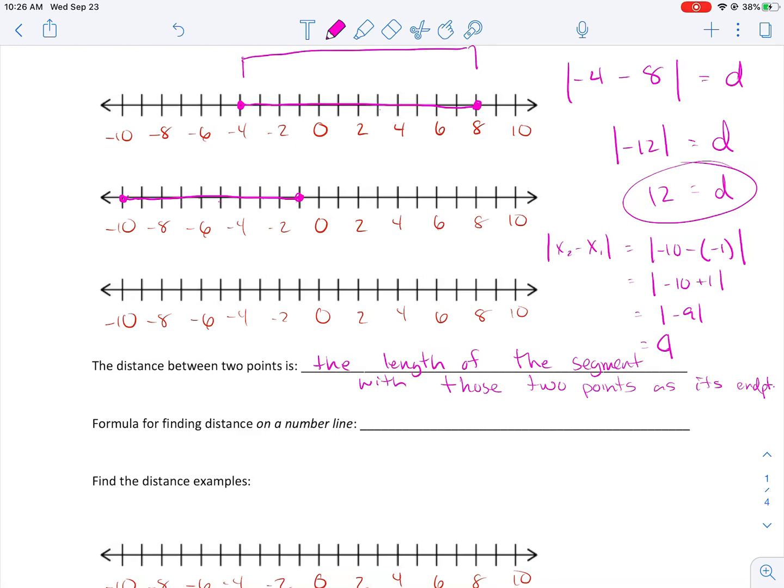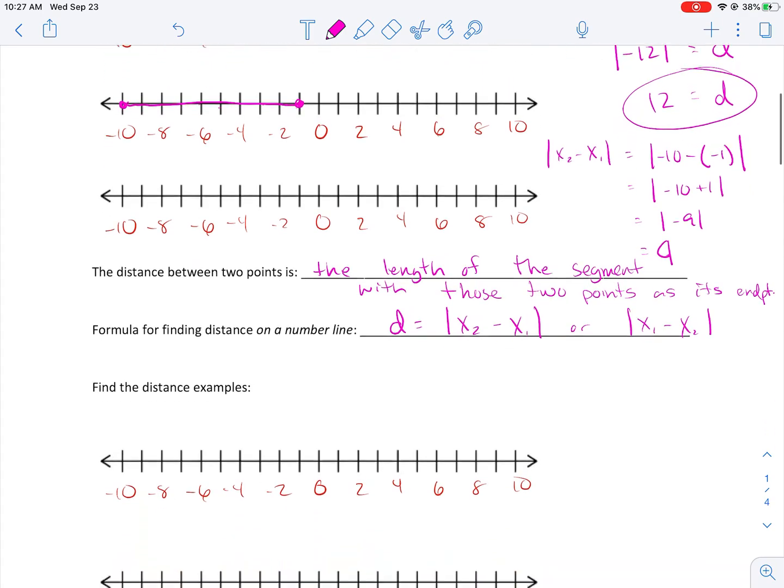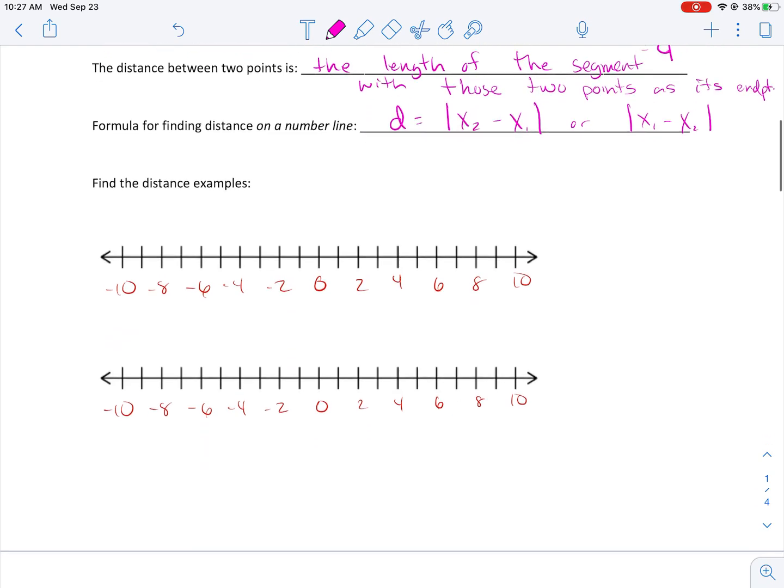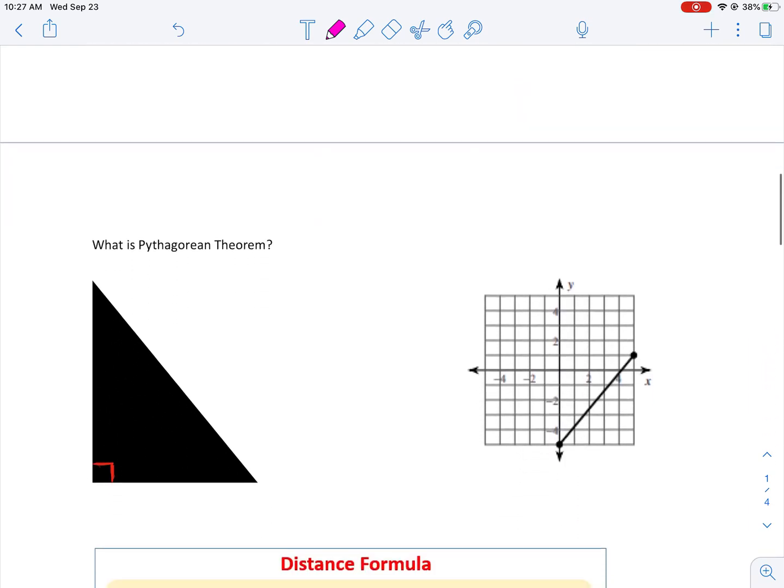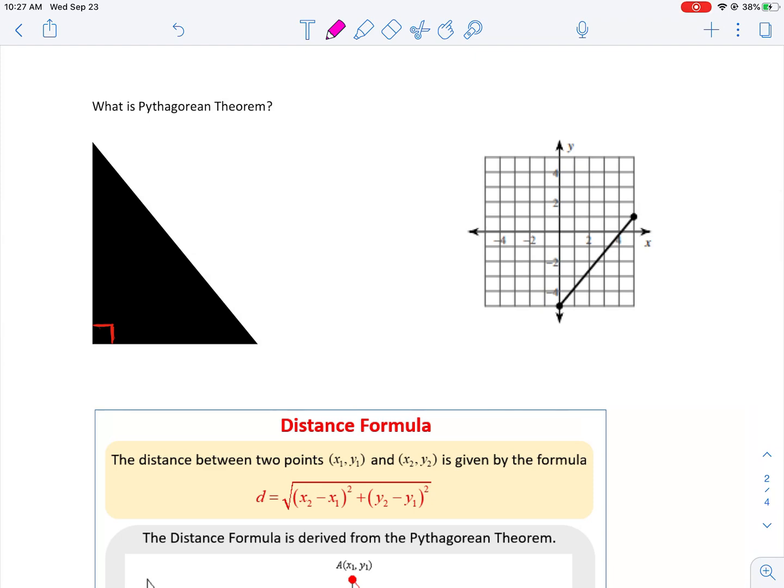So the formula for finding the distance on a number line looks like this: distance is equal to |x2 - x1|, or vice versa, you could go |x1 - x2|. What's nice about this formula is that it doesn't matter which point you put first as long as you stay consistent. I'll show you what that means as I go on further. I'm going to skip these 2 parts, finding distance examples, because I think you guys are pretty comfortable with that. So let's get right down to the nitty-gritty.